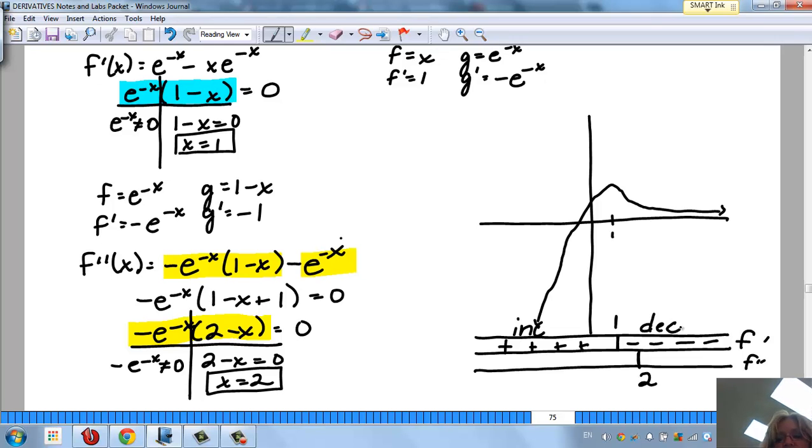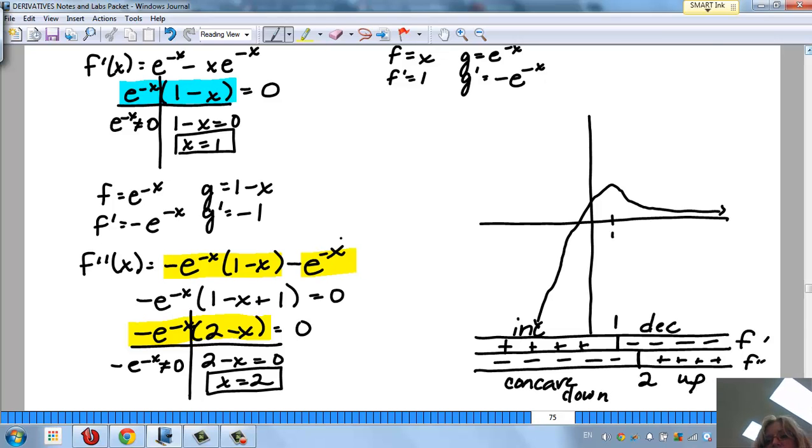Now let's look over for our f double prime bar. We'll look over here at what we have here in yellow. If I go to the left of 2, like a 0, this is going to be positive times a negative. This would be negative here. If I go over 2, this is negative times a negative. This will turn positive. Now remember with f double prime, this means my function is concave down, and this one's concave up.